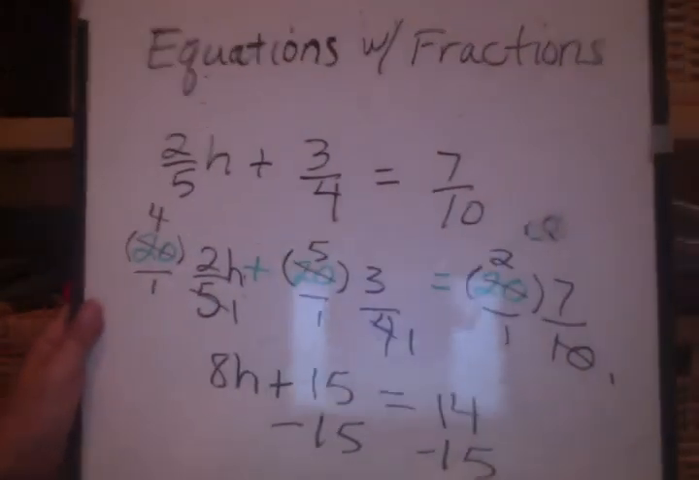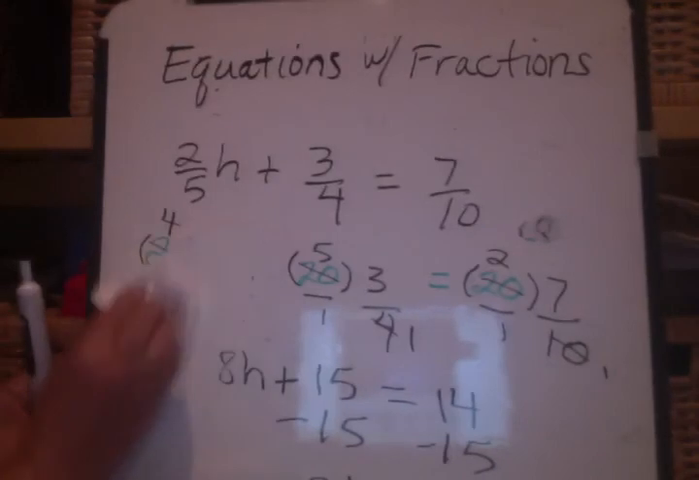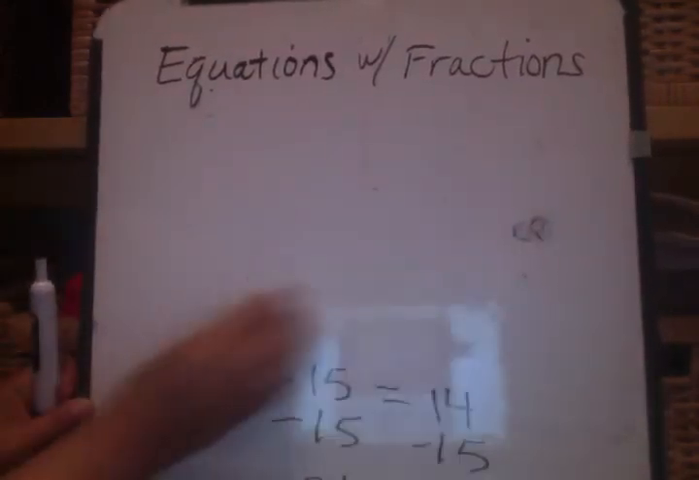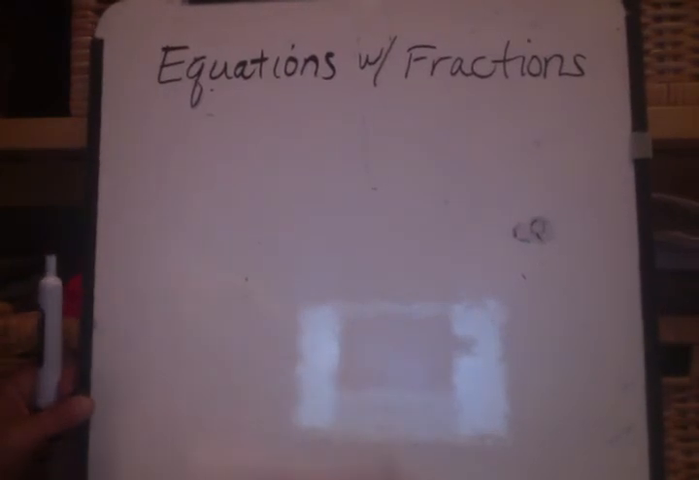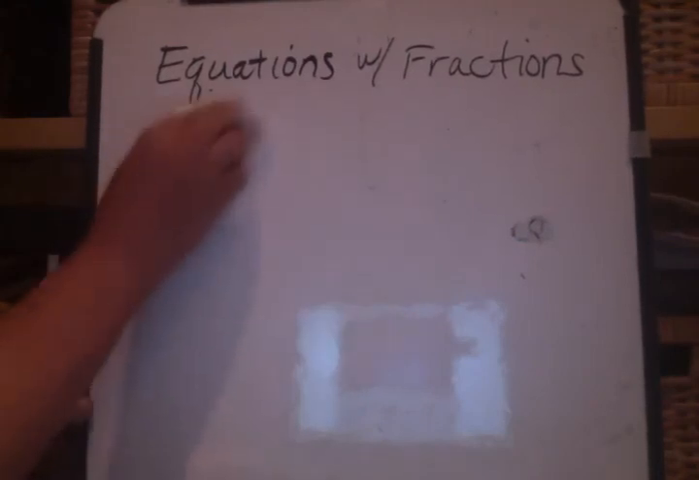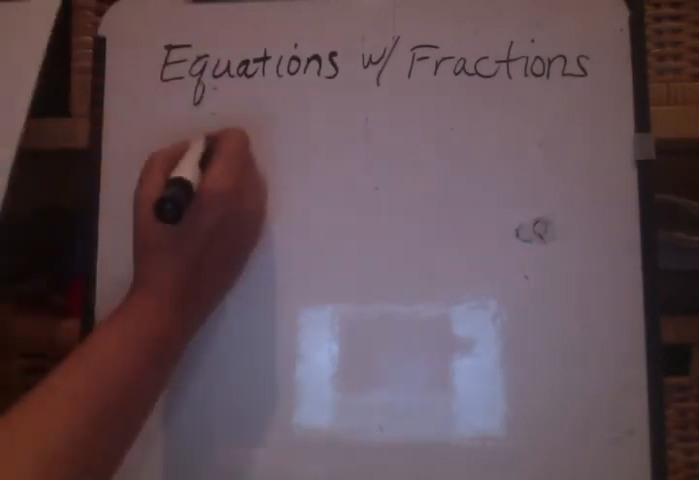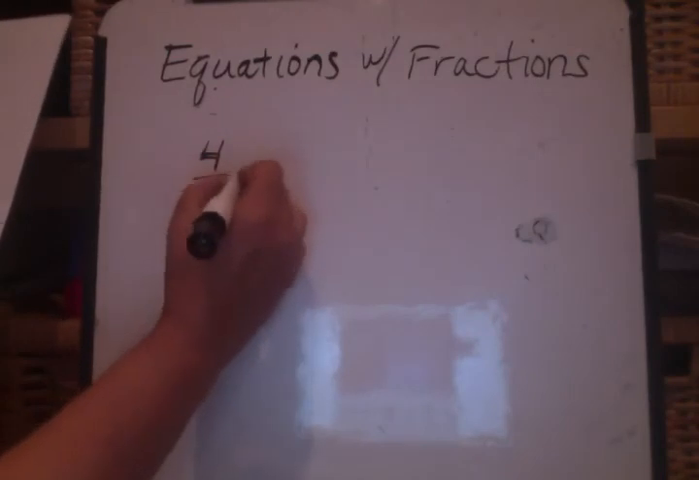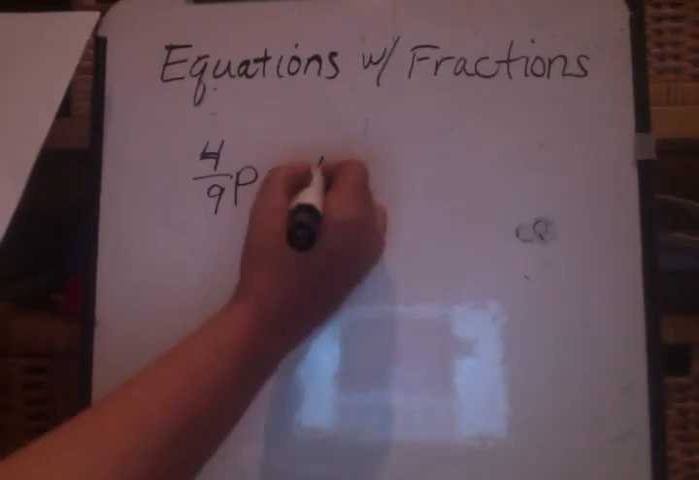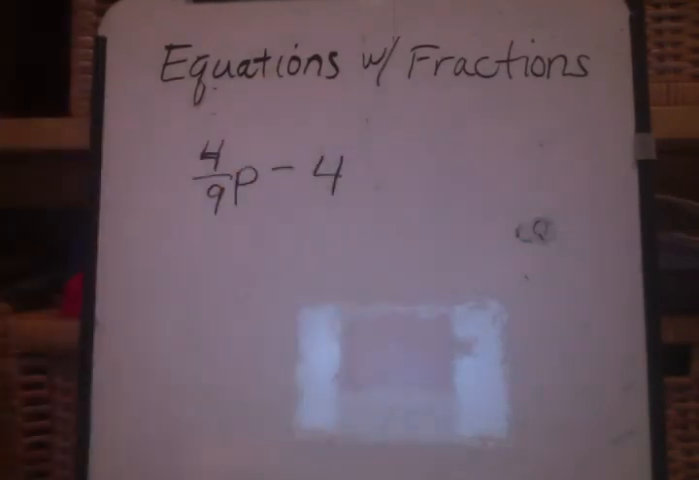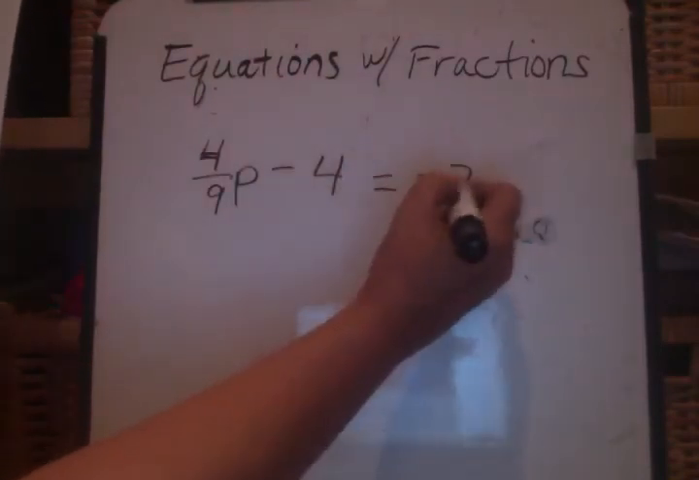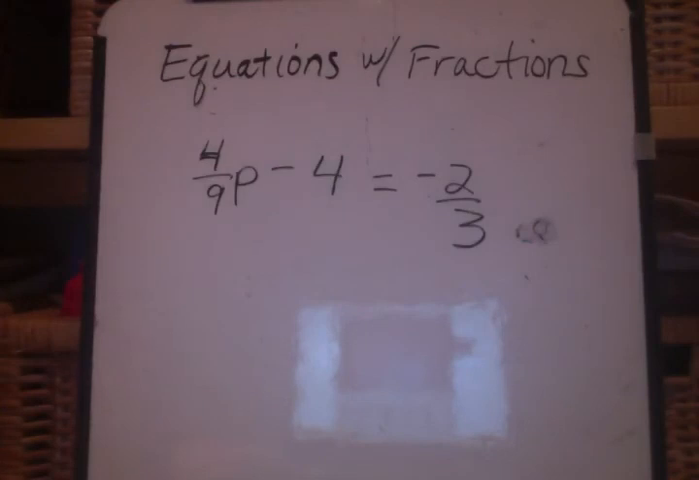Okay, and I'll do one more to help you guys understand this. I know it may look a little hard, but once you can start doing it, it makes life a lot easier when dealing with fractions. So the last one I'll do here is 4/9 p minus 4 equals -2/3. Okay, 4/9 p minus 4 equals -2/3.